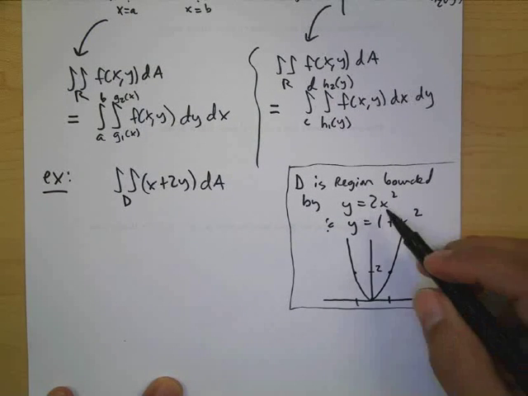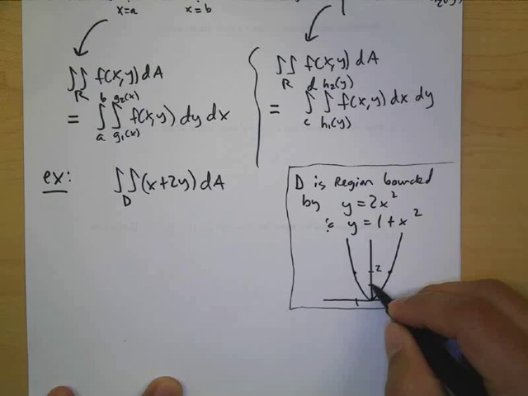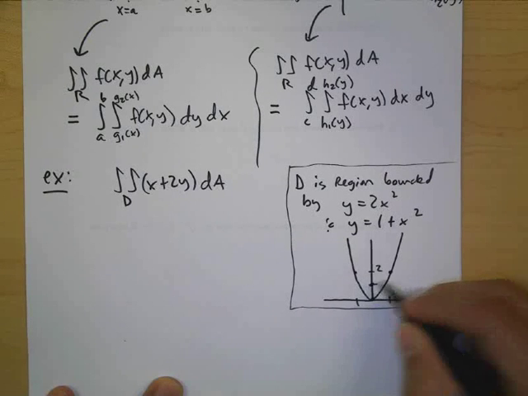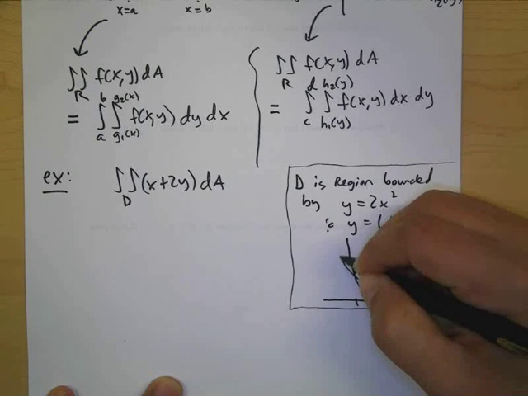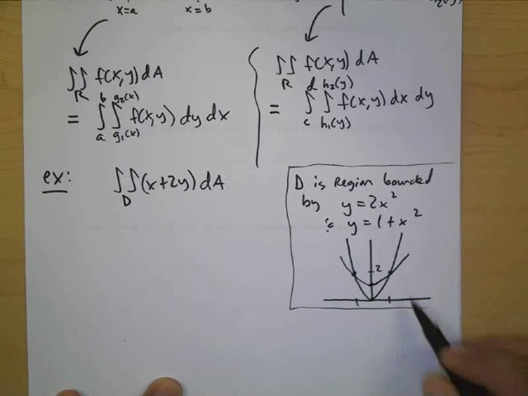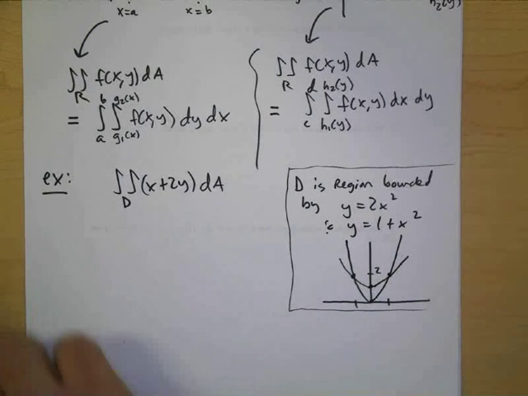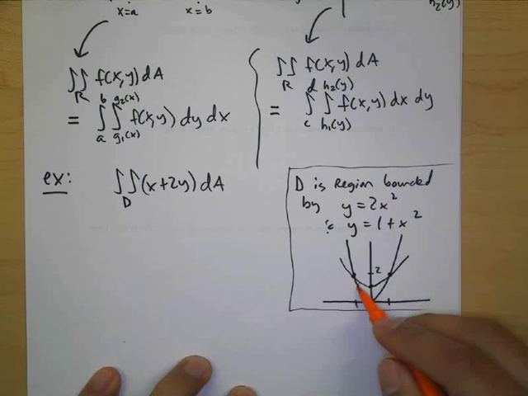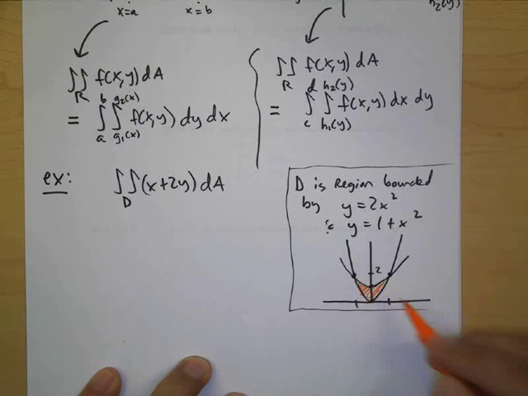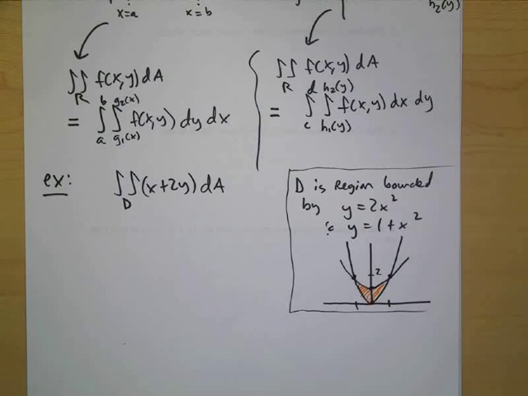And now 1 plus x squared starts at 1 on the y-axis, but goes exactly through those 2 points that we just graphed. So when they say D is the region bounded by these 2 parabolas, this is D right here.